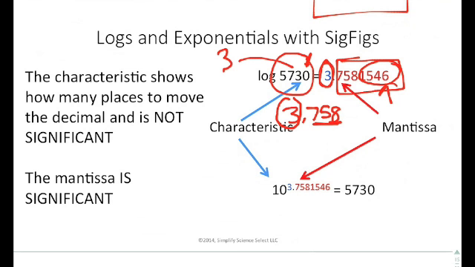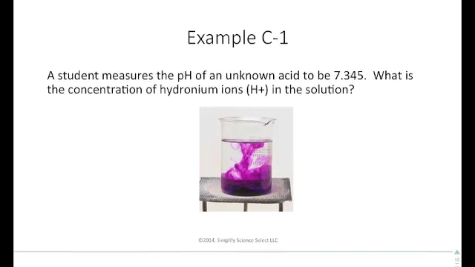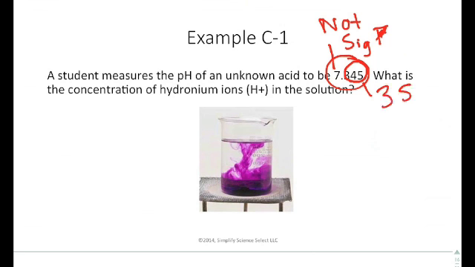Okay, so the first number whenever you're dealing with logs is not telling you anything significant about the answer. Only the mantissa is. So let's look at an example. It says the student measures the pH of an unknown acid to be 7.345. So if you look at that, this number right here is not significant, because what that is doing is telling me how many digits I need to move my answer. These 3 are significant. So we have 3 significant figures.